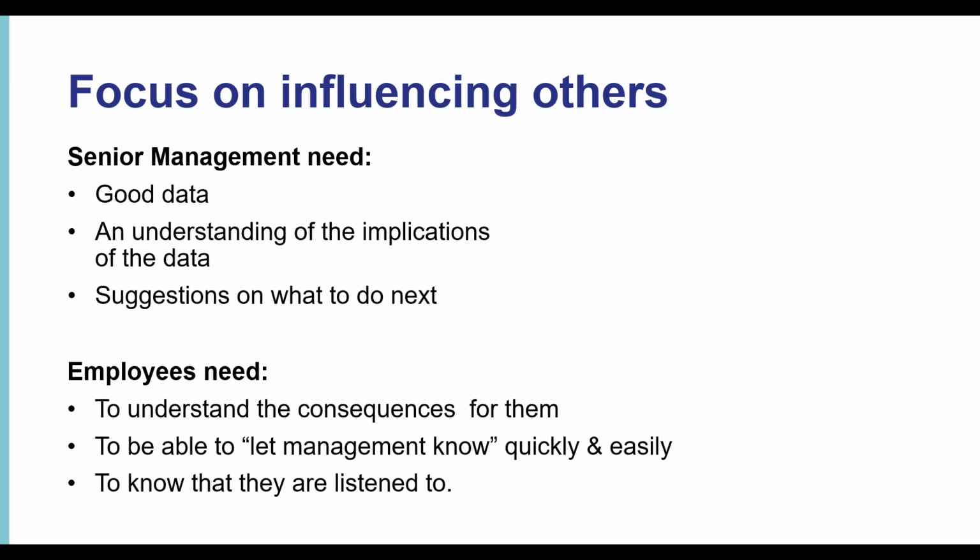So that's senior management. I think it's important to think about as well what employees need. So employees need to understand the consequences for them. They need to be able to let management know if there's an issue, whether it's a near miss or a hazard, whatever it might be. They need to be able to let them know that quickly and easily, because if things are complicated, they're not going to do them. Perhaps it takes too long. And most importantly, they need to know that they're listened to. So there needs to be a good feedback mechanism once they've raised a point for them to actually hear about what's happening at that point.